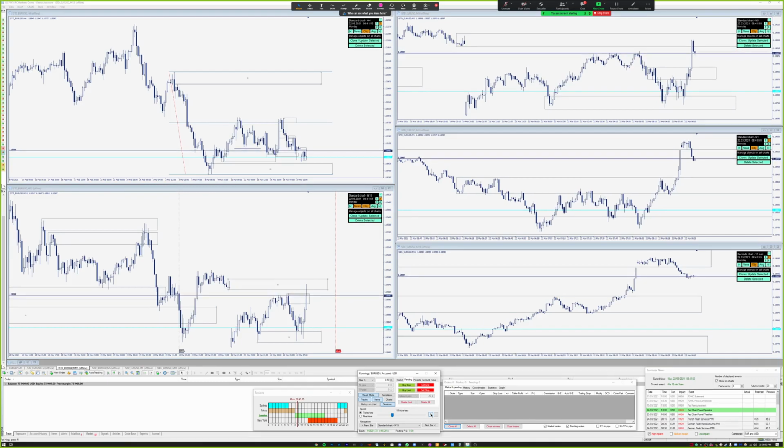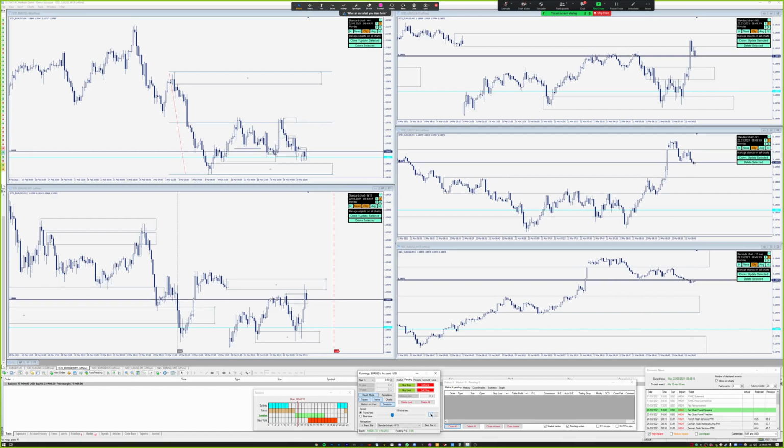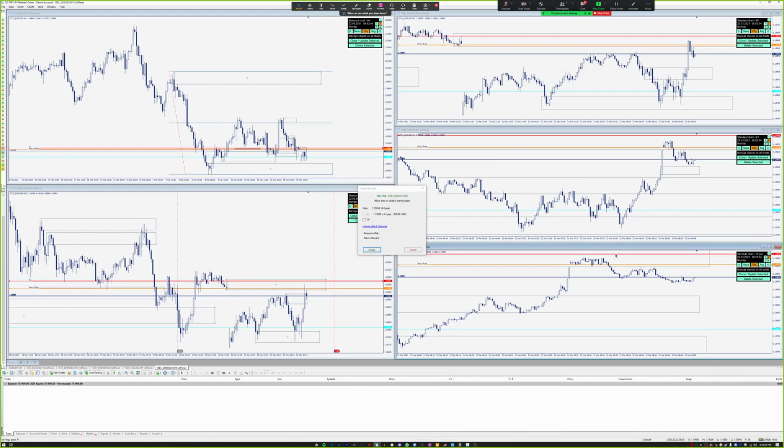So we get a little bit of a 15-minute chalk. Push lower. Okay, ideally I want to see at least these wicks get run, but if we're being pretty aggressive, we can maybe look to take this extreme. Not the worst idea. So I'm going to set a limit here.